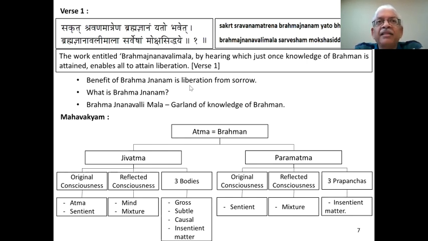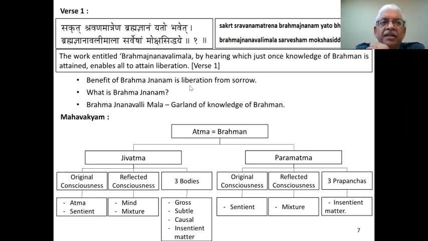Pralayam means the death of the universe. It goes into unmanifest condition. The universe goes into unmanifest condition in pralayam. Srishti, creation, means it comes into manifestation. Srishti, sthiti, pralayam. That means creation, sustenance, dissolution. These three are happening in the universe. These three are happening in this body of mine also.